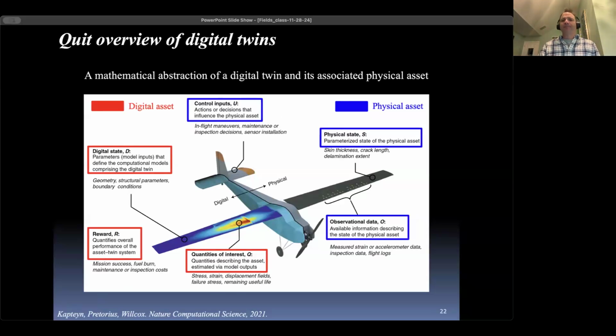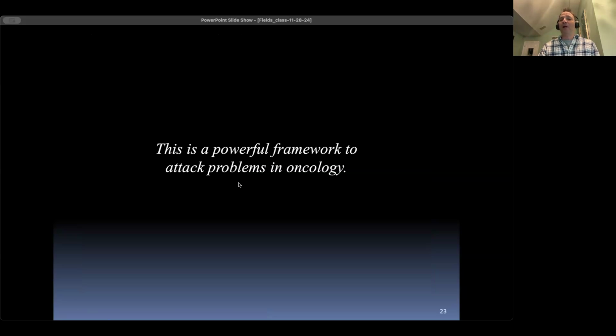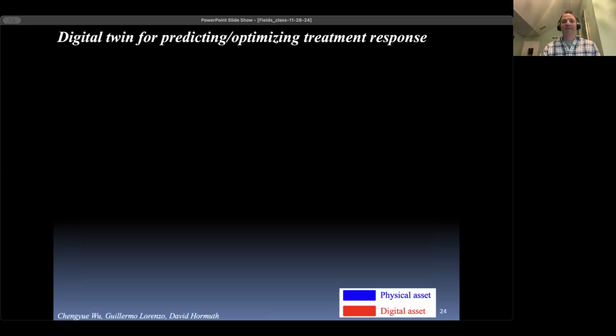So this set of 6 different objects, 3 in the physical world and 3 in the digital, is a really powerful way to attack problems in oncology. At least we think it is. So here's the oncological version of that. Here's a digital twin for predicting and even optimizing treatment response.